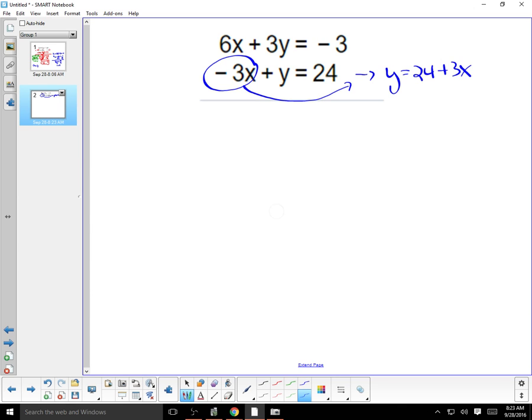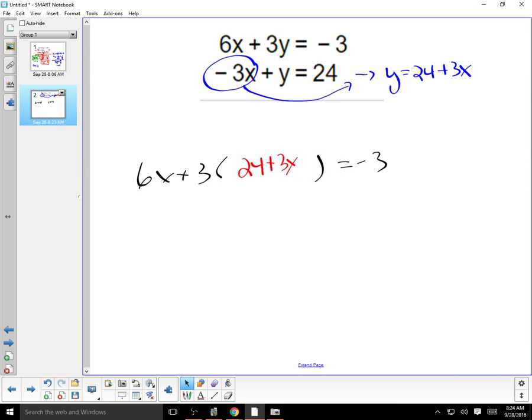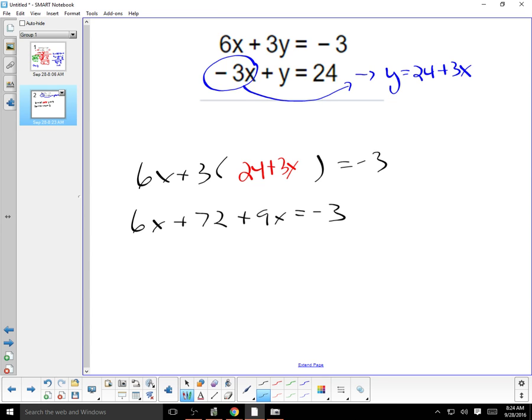Okay? And then what I'll do is I'll take that other equation, which is 6x plus 3y is equal to -3. And what is y equal to? Well, y is equal to 24 plus 3x, isn't it? So I'm going to take that, and I'm going to plug it in where the y was in the other equation. And then I just solve it for x. So 6x plus 3 times (24 plus 3x), which is 72 plus 9x, is equal to -3.